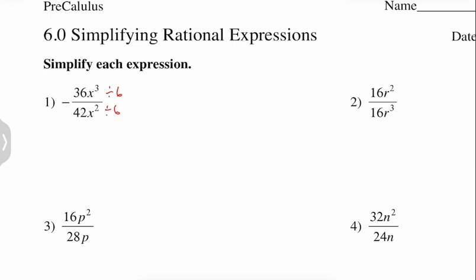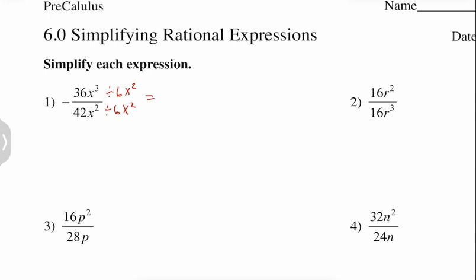Now, as far as the x's, you're looking for the lowest power. So our lowest power is x squared. So technically, I can divide out an x squared from both top and bottom. So you're really doing it in 2 kind of pieces. Reduce that numerical component, reduce the x's.